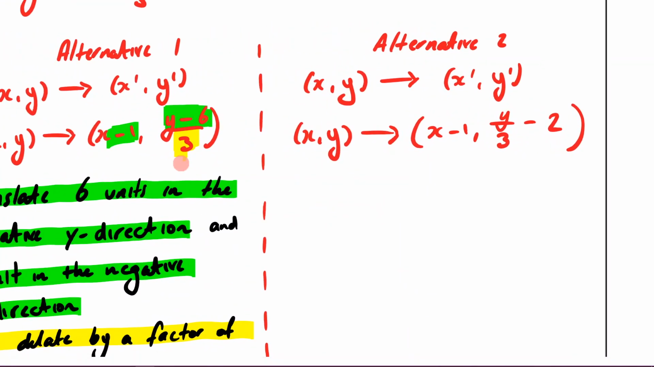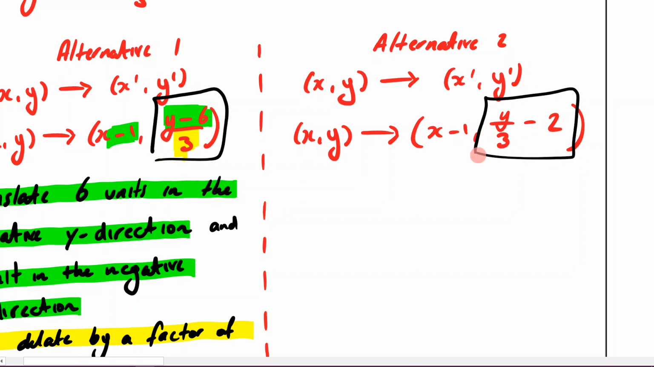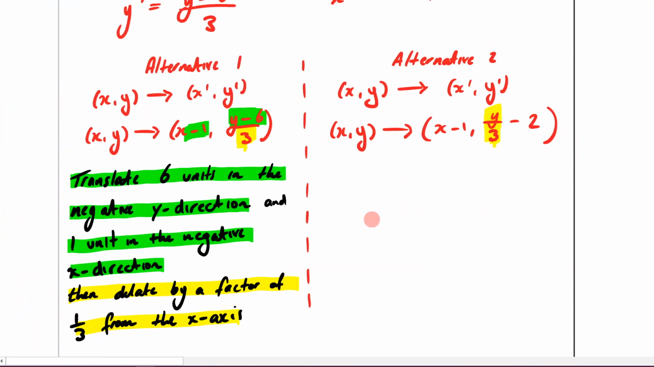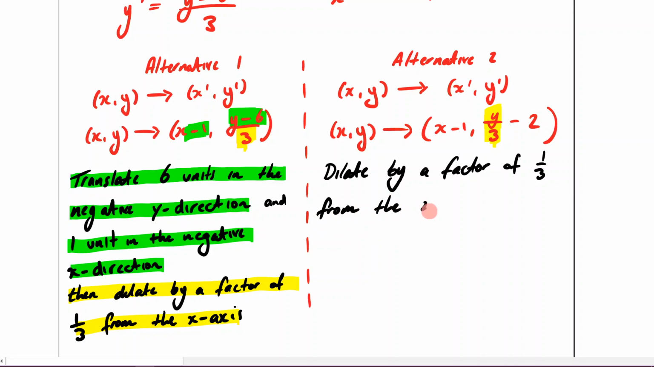Now, really focus on this. Focus on how this is different to this. The reason why it's important is because it changes the order of the transformations. So let's just get rid of those black boxes for a second. Here, the first thing that happens to my y is I divide it by 3. So that means the first transformation that is applying here is a dilation. So dilate by a factor of 1/3 from the x-axis.